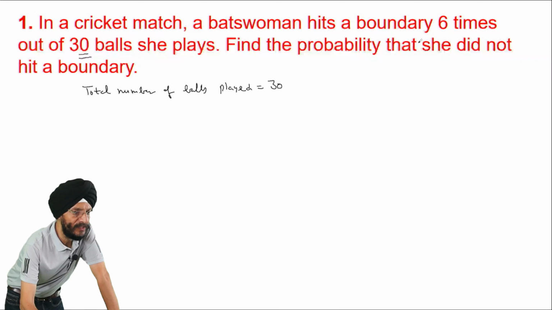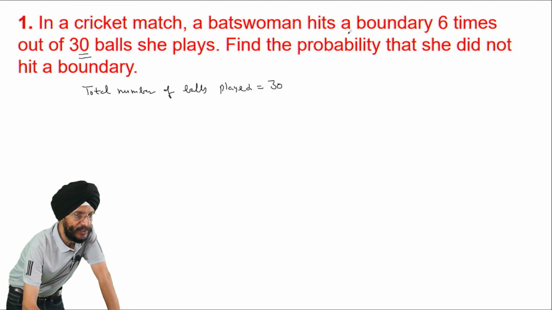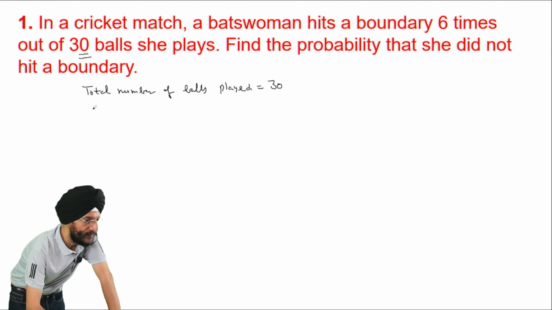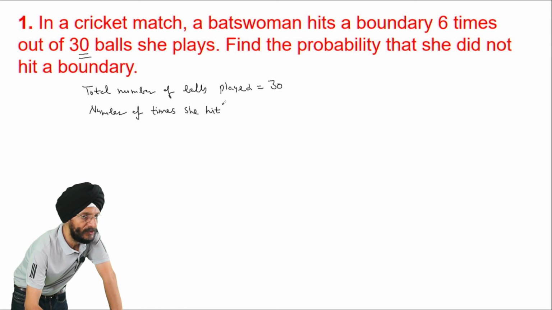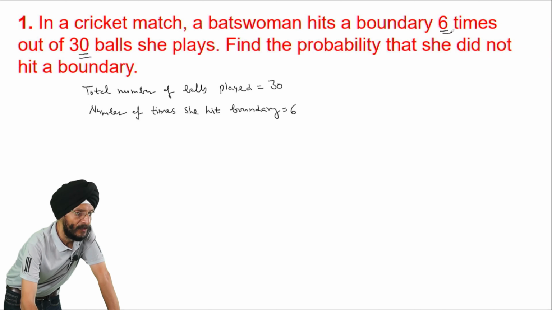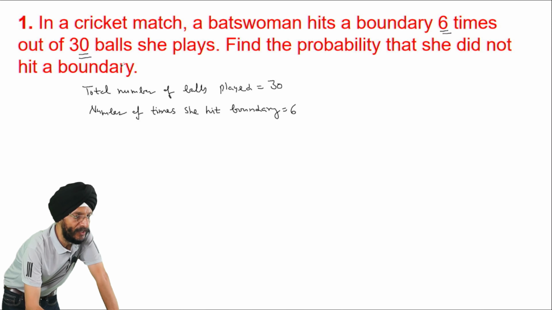Now it is also given in this question that she hit boundary 6 times. So we will write, number of times she hit boundary. It is given 6. So we have to find the probability that she did not hit a boundary.